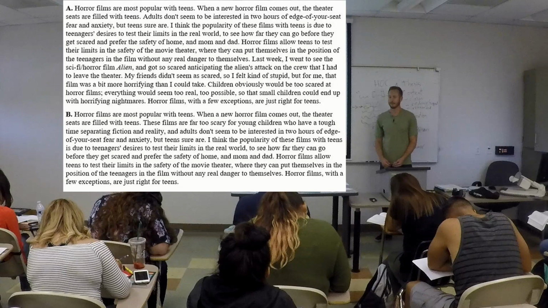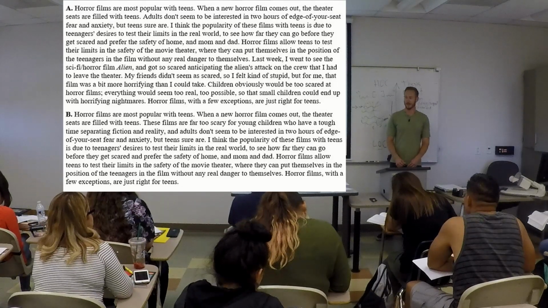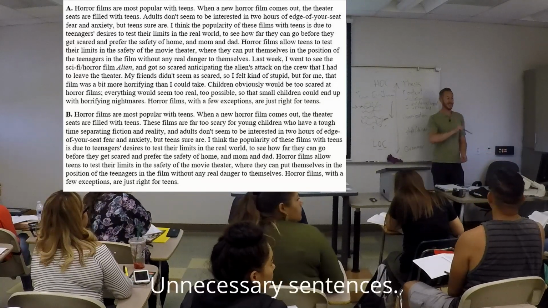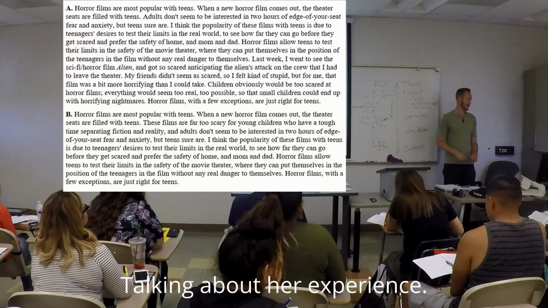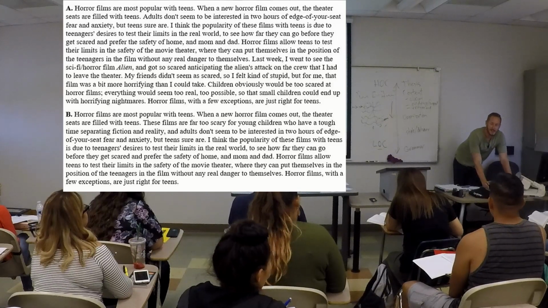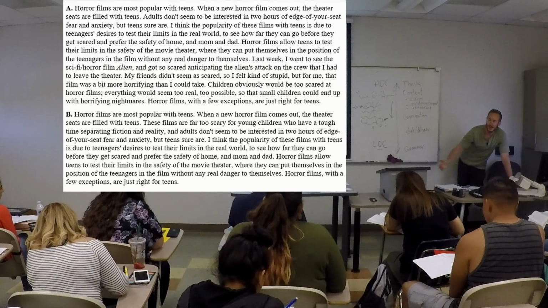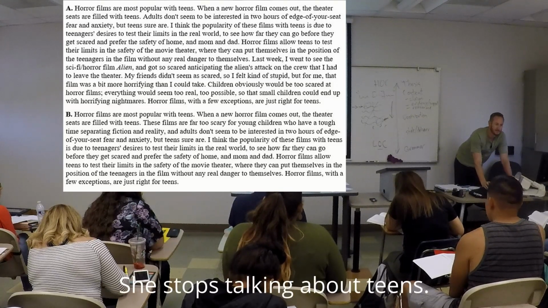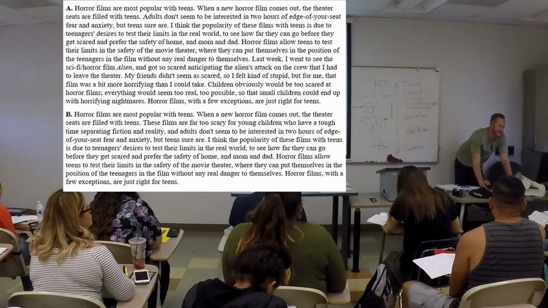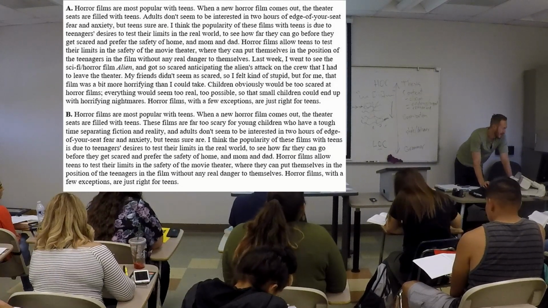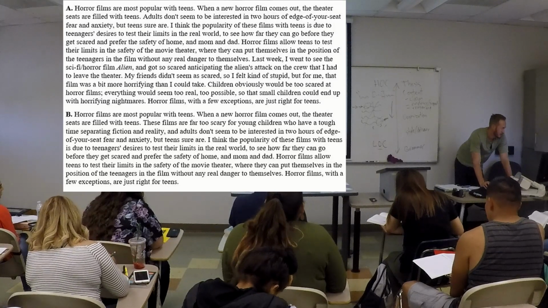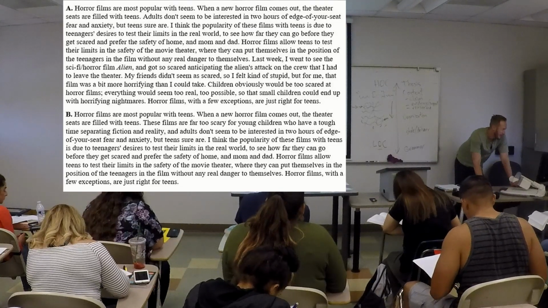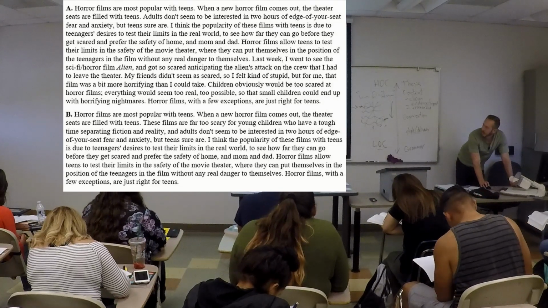All right, which one? B. Is that unanimous? Why? A is longer, though. Unnecessary sentences. Yeah, which ones? Talking about your experience at a seminar. Why is the experience not useful here? She stops talking about teens. You have no idea if this person's a teen or what, especially when you're talking about a demographic. It's kind of important. There are other things that are way more effective in this paragraph. So yeah, that is unnecessary.